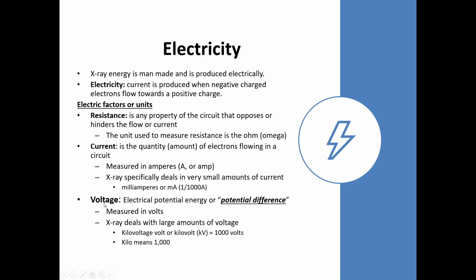So the higher you are, or the more voltage you have, the more potential difference there is between the start of the circuit and the end of the circuit. So the higher the voltage, the faster those electrons will flow through the circuit. We measure it in volts. In X-ray, we actually deal with higher amounts of voltage than we do with amperage. So we're going to deal with kilovoltage. Kilo is the prefix meaning 1,000. So 1 kilovolt is equal to 1,000 volts. Kilo means 1,000.